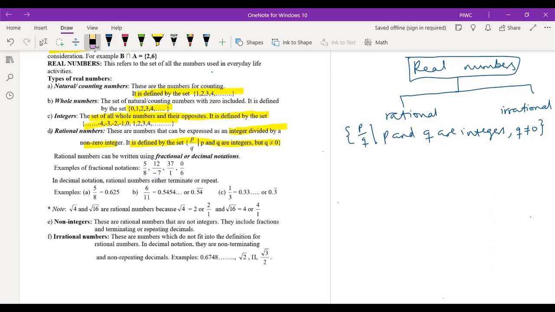And in decimal form, let's look at decimal notation. We have 5 over 8. If I change 5 over 8 to decimal, I get 0.625. That means this is a terminating decimal. It is a decimal that terminates.